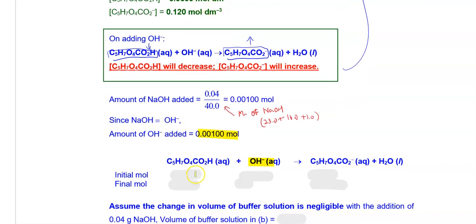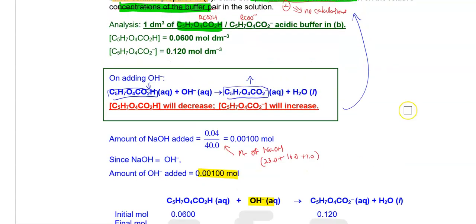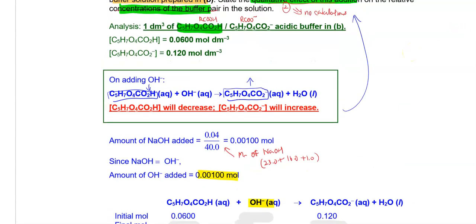So let's take a look at the initial. For 1 dm cube, initially we have 0.06 moles of your acid and 0.120 moles of your conjugate base. Where do you get this information from? Because the context early on says that we have this concentration of acid and this concentration of conjugate base. So color coding for ease of reference, with acid we have this number of moles, conjugate base we have this number of moles. How do I know this number of moles is given at this concentration? Because the question says that we assume 1 dm cube of the solution, so the concentration will just be multiplied by 1 to get the number of moles.